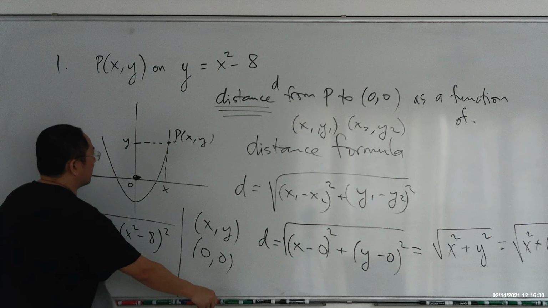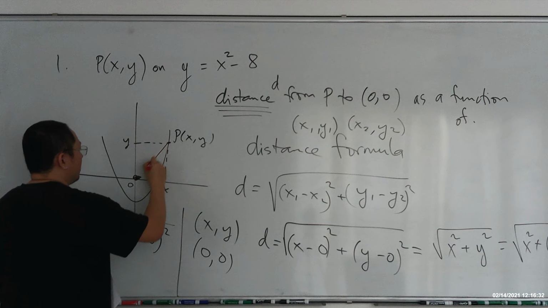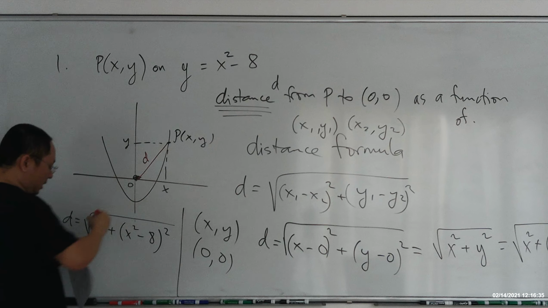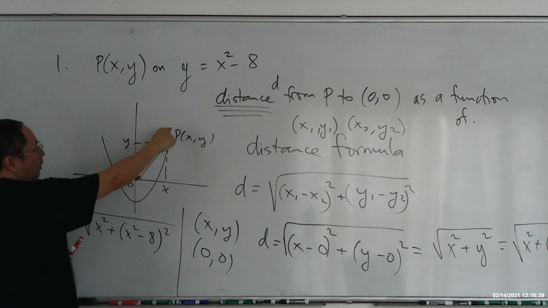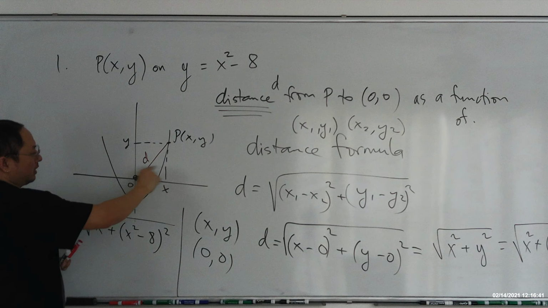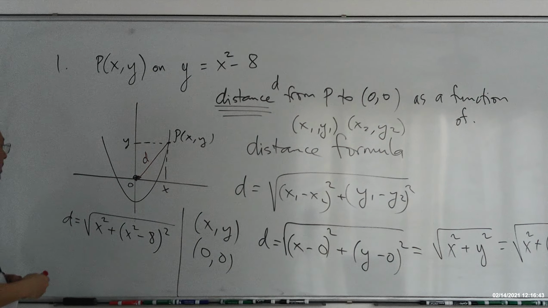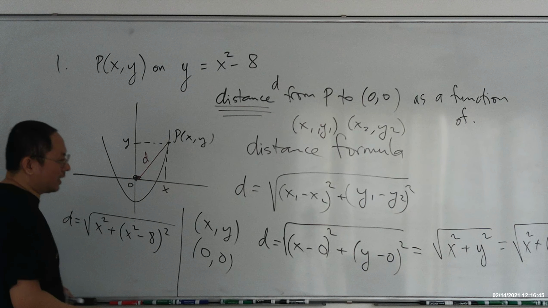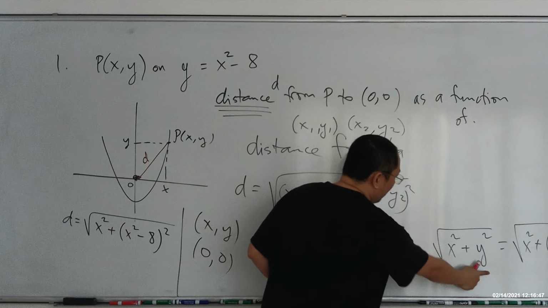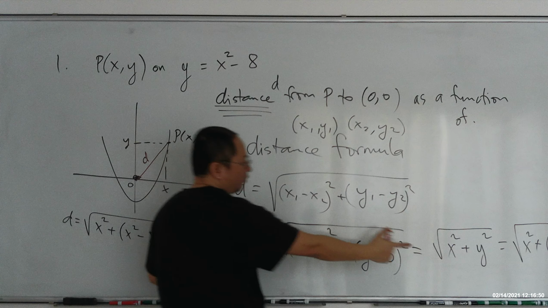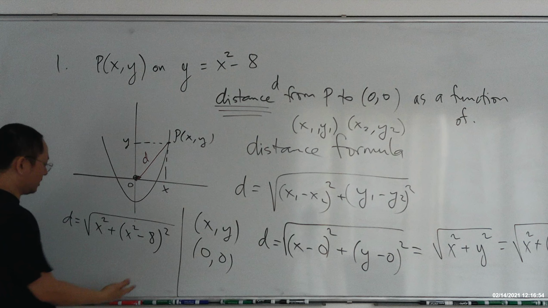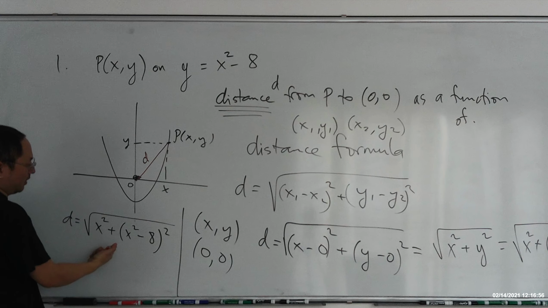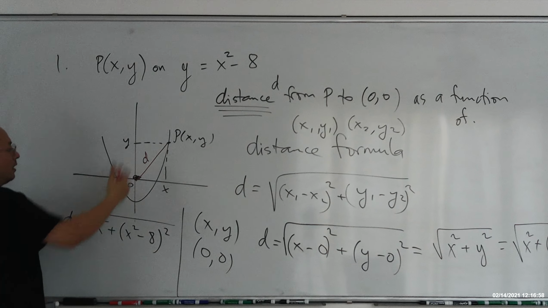You see, d is the distance from the origin to the point P. Let me use a different color. The distance from here to here is d. Of course, that distance is going to change because the point P is going to change. Whenever you have a point P on the parabola, you have a distance. A new point P is going to give you a new distance, and that distance depends on the value of x. Actually, it depends on x and y, but y is a function of x, so you can substitute y by x squared minus 8. Now everything can be written in terms of x. In other words, whenever you have a value of x, you can plug it into the formula and find a distance.